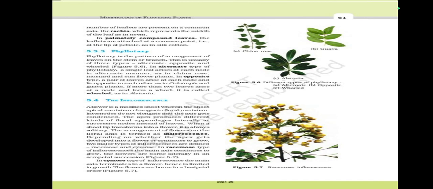Two major types of inflorescence are defined: racemose and cymose. In the racemose type of inflorescence, the main axis continues to grow. The flowers are borne laterally in an acropetal succession, as shown in figure 5.7. In the cymose type of inflorescence, the main axis terminates in a flower, hence is limited in growth. The flowers are borne in a basipetal order.